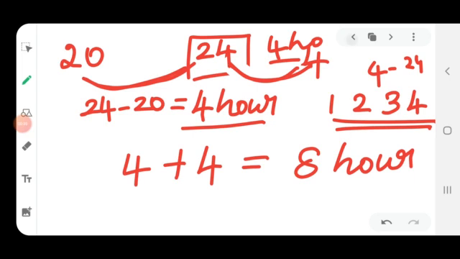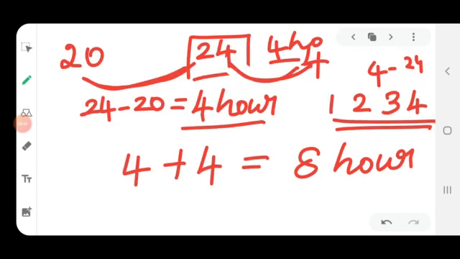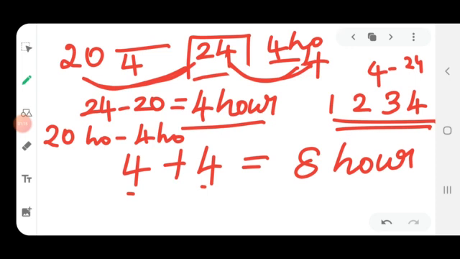Again I am repeating: if the given question has hours before 24 and after 24, very simple, we calculate the duration up to 24 hours and after 24 hours. Next we calculate the total duration. 20 hours to 24 hours, we have 4 hours. 24 hours to 4 hours, we have 4 hours. So totally from 20 hours to 4 hours, we have 4 plus 4, 8 hours. The total duration is 8 hours.